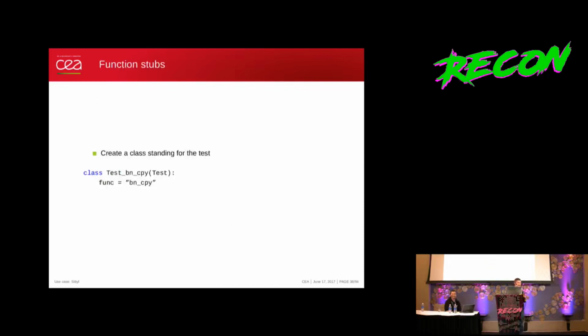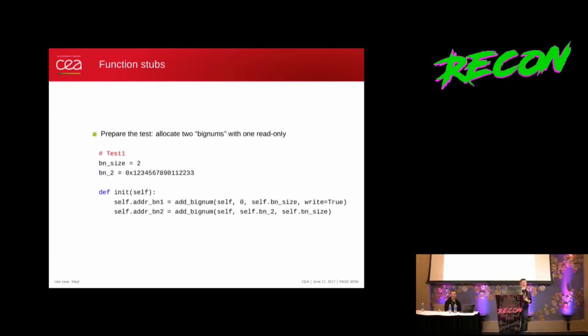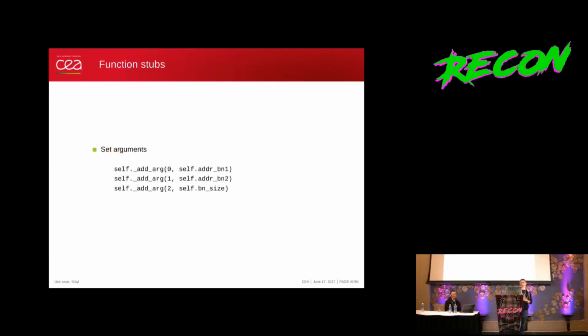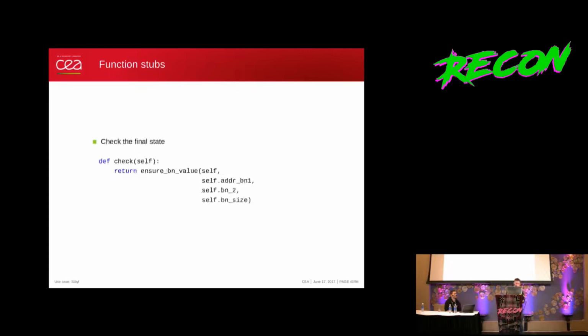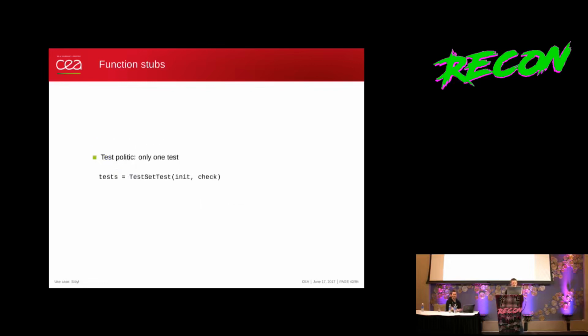So back to our case, we want to recognize BN copy, so big num copy. We just have to create a class which stands for the test. Then we prepare the test. That is to say, we allocate 2 big nums, one being read only, the source, and the second one being write only, the output. Then we set the arguments in an ABI agnostic way. We run the function, and if the function succeeds, we check the output: the destination is equal to the source.